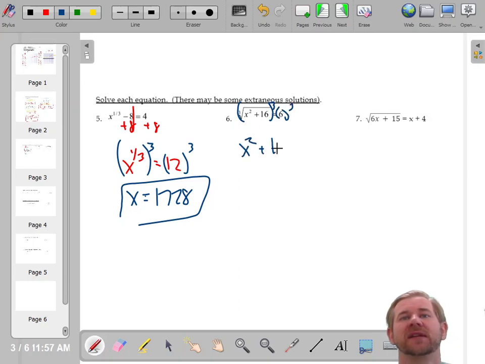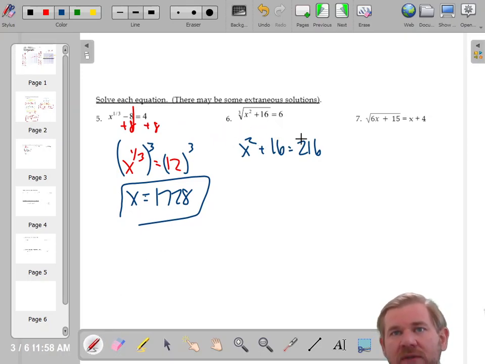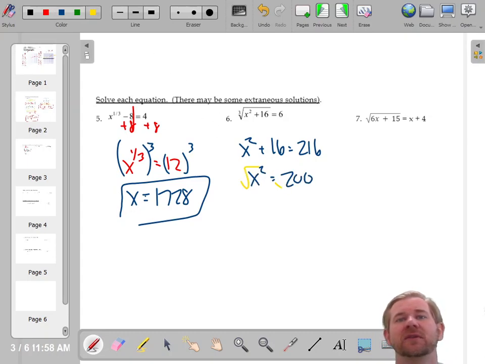x squared plus 16 equals, I know 6 cubed is 216. So now I have x squared plus 16 equals 6 cubed. Now you will subtract 16 on both sides to get 200, and then the last thing you can do is take the square root of 200, which we should practice simplifying that radical.